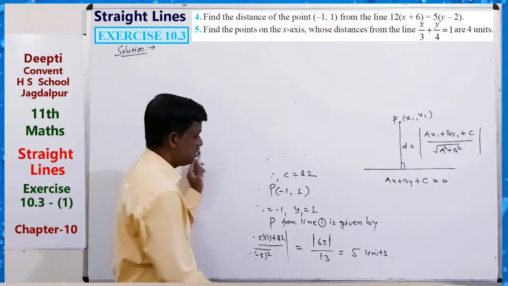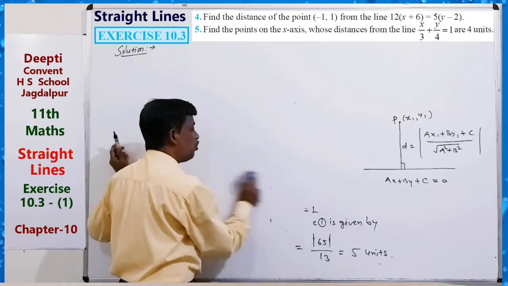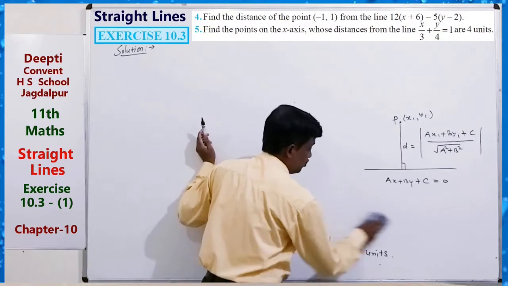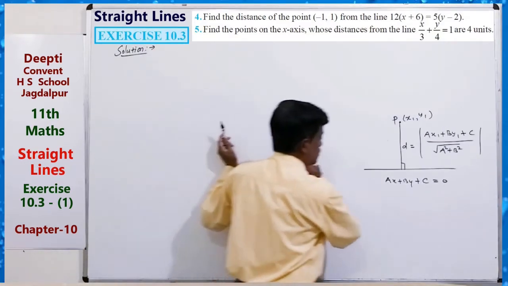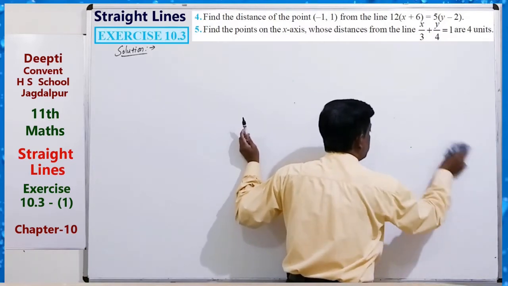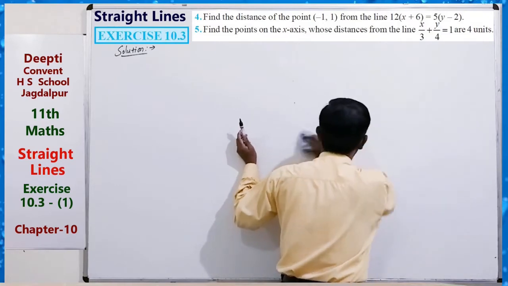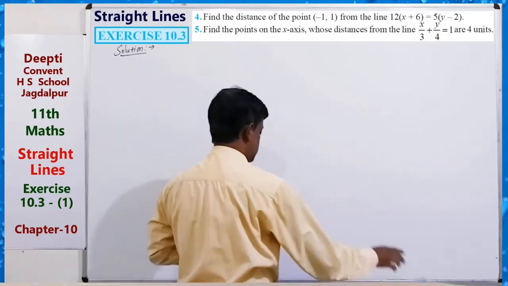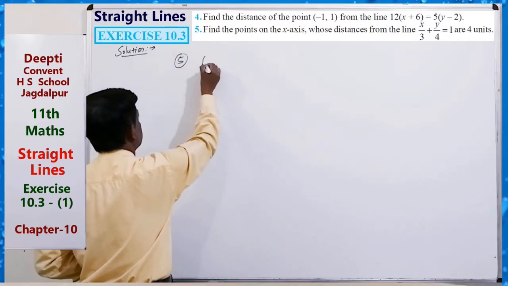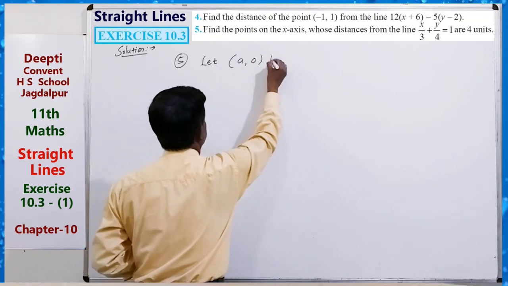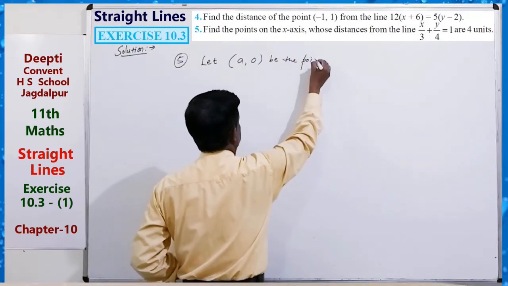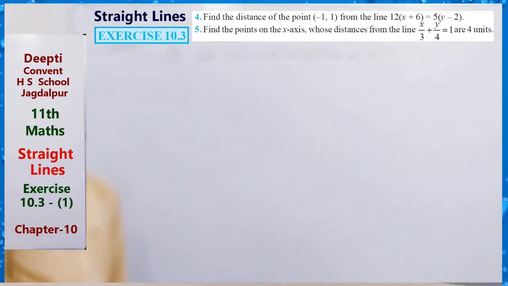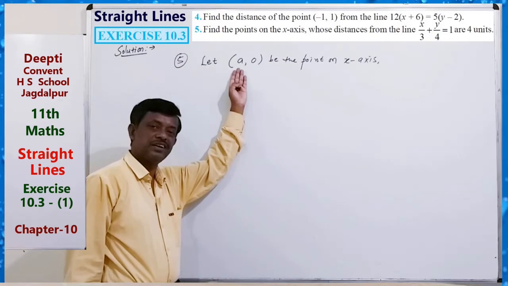And there is a straight line given in intercept form, or any form. We just have to find the points on the x-axis which are at a distance of 4 units from the given line. So it is very simple. Just take a point on the x-axis, which will be of the form first coordinate some value and second coordinate 0. So here, question 5, let (a, 0) be the point on the x-axis, because on the x-axis, the x coordinate is a and the y coordinate is 0.